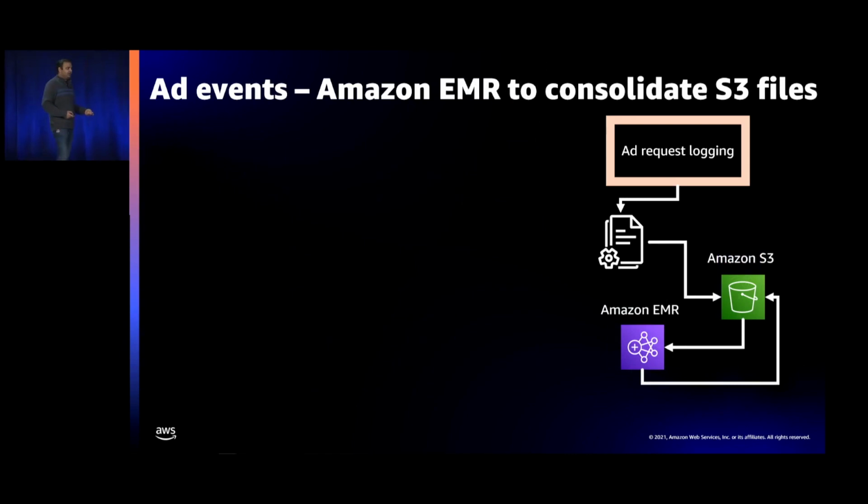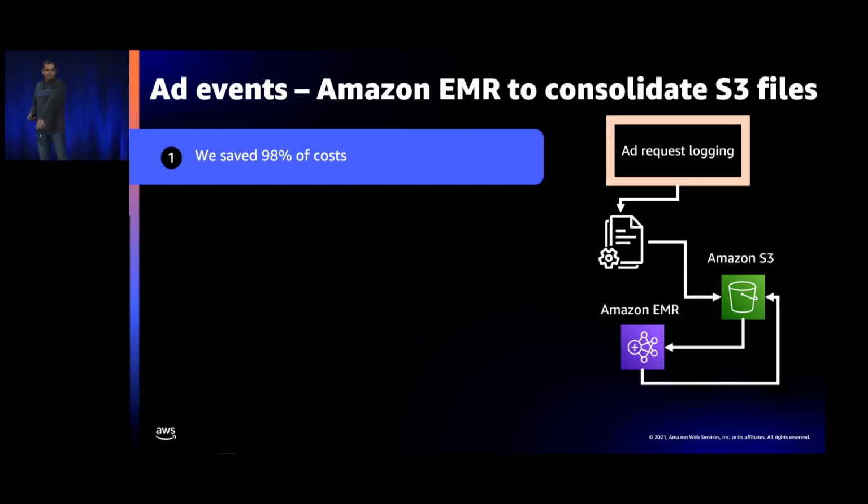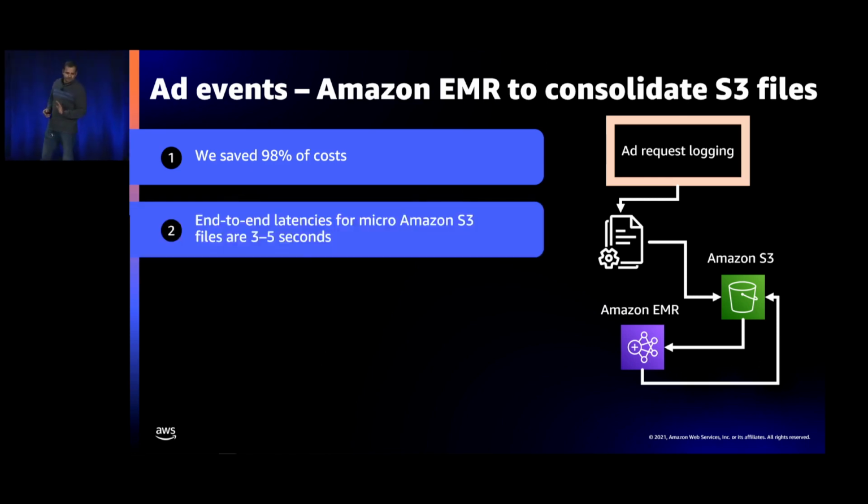Again, the Eureka moment kicked in. We simply cut off the middleman. We were batching already in our ad servers. We started logging that batch directly to S3. We saved 98% of our costs. Now the solution was somewhat seemingly okay for the business growth as well.